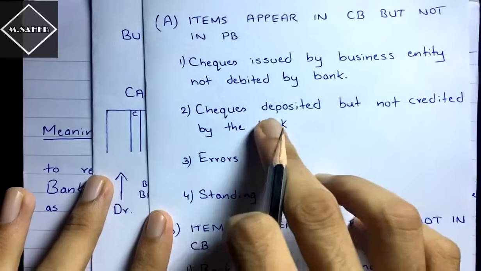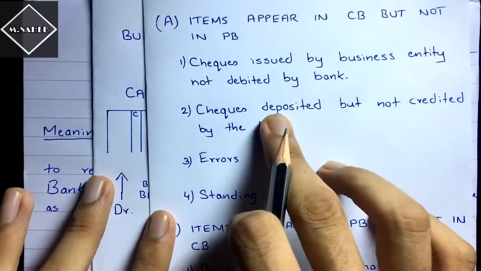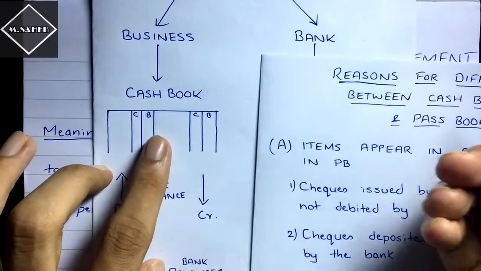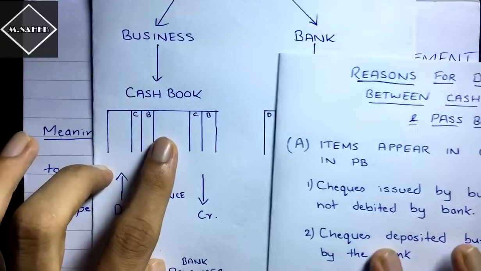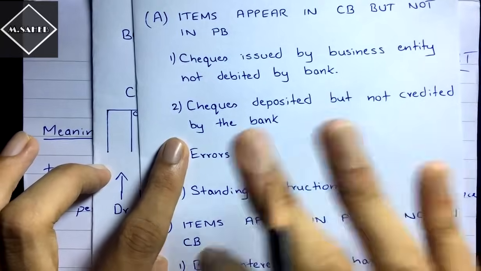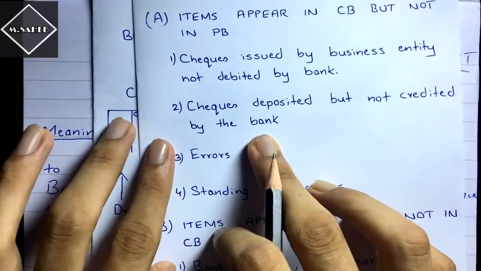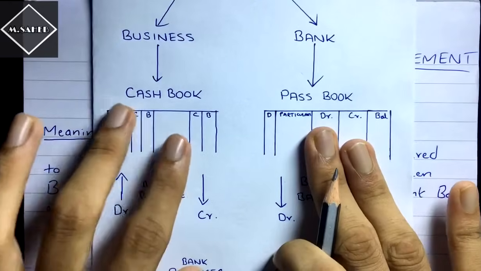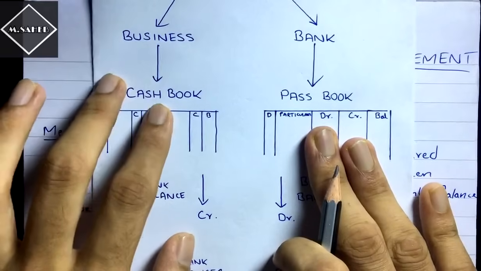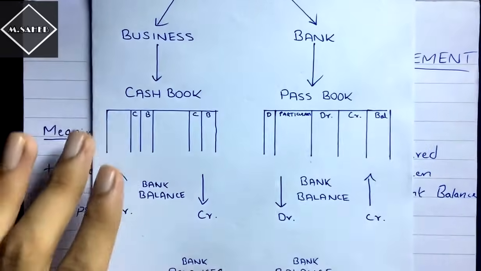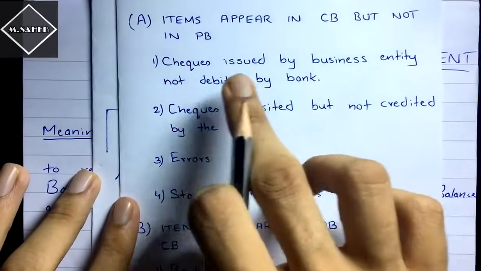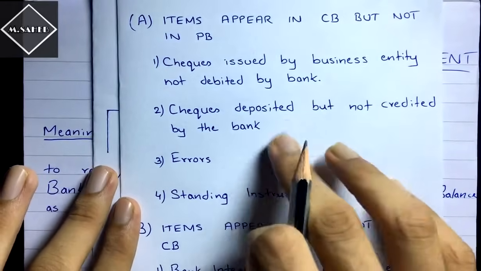So here, for the check deposited, an entry will be recorded directly in the cash book, because we have received the payment from the customer and deposited the check, but the bank has not cleared it. That is why the bank balance in the passbook has remained the same, but the cash book balance has been increased. So there will be many differences between the cash book and the passbook because of timing differences. It takes time to clear the check. Here there was a payment, here there was a receipt. We will see this while solving the question.